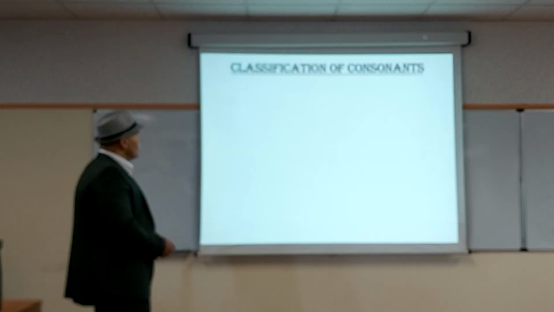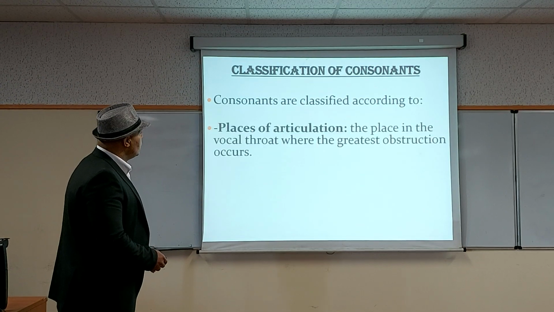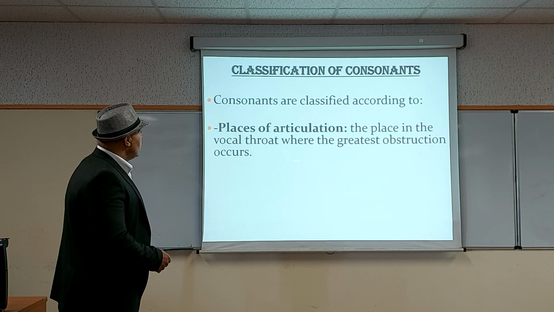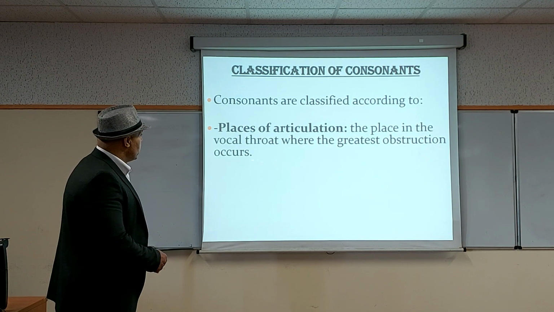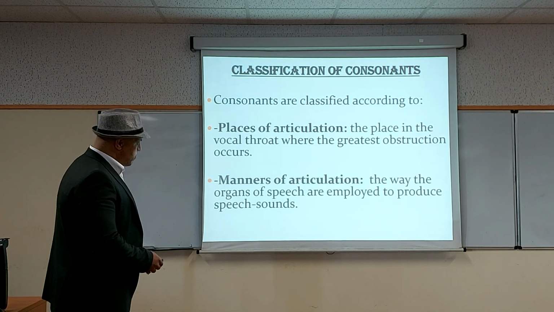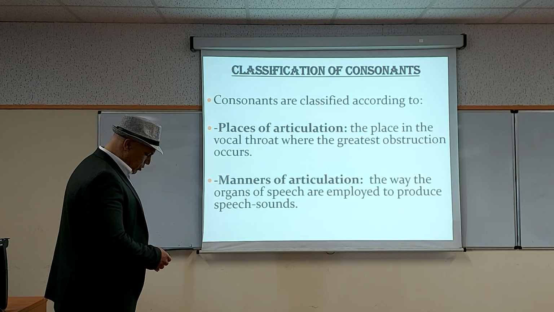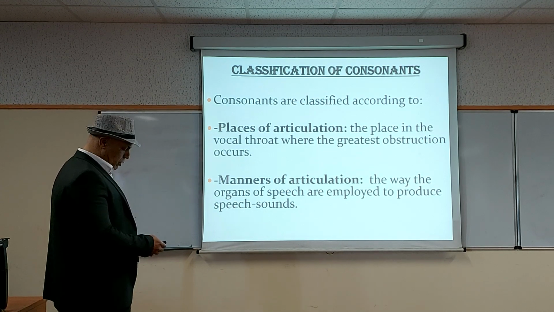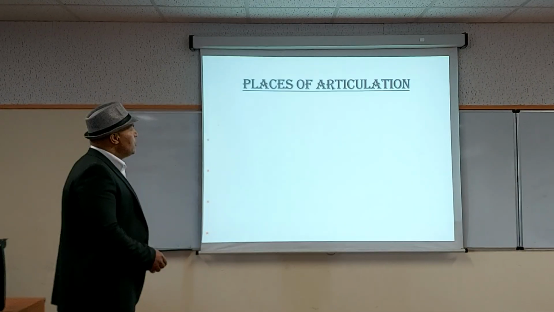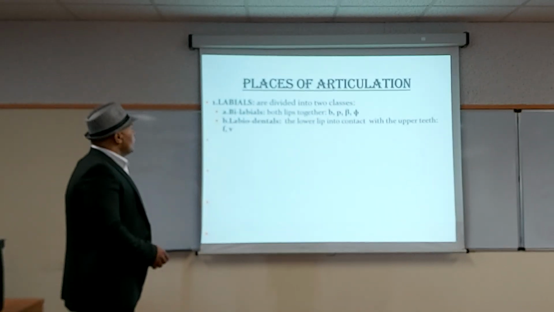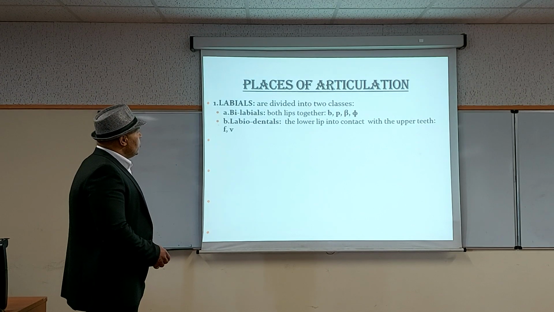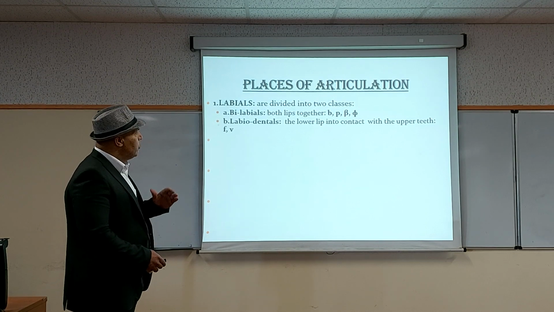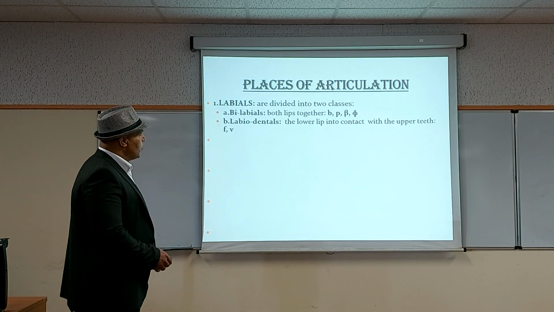Classification of the consonant. Consonants can be classified according to place of articulation. What do we mean by place of articulation? The place in the vocal tract where the greatest obstruction occurs. And we have manner of articulation, the way the organs of speech are employed to produce speech sounds. Places of articulation: when we consider places of articulation, phoneticians have found from 9 to 11 places of articulation.